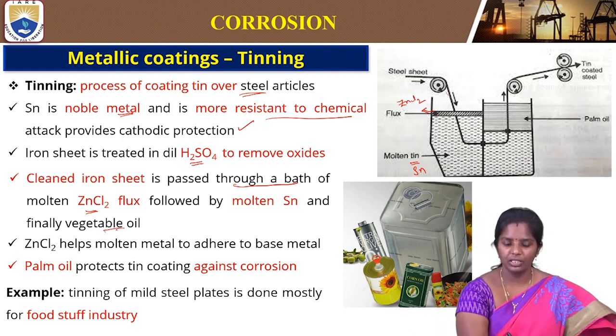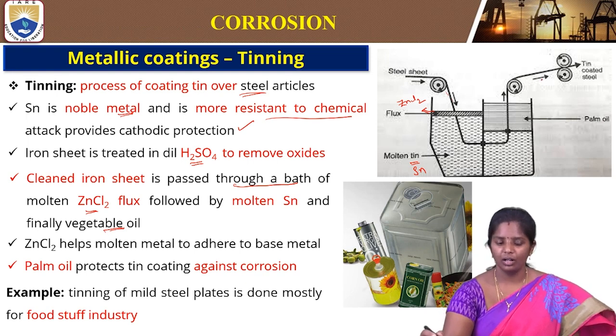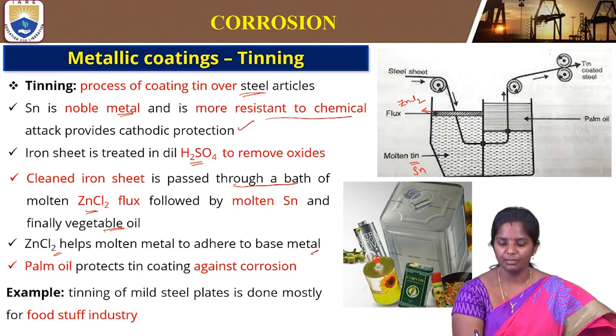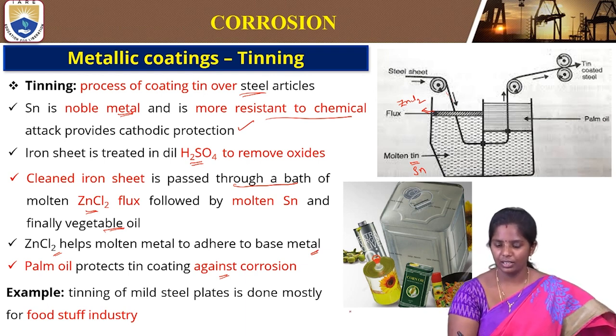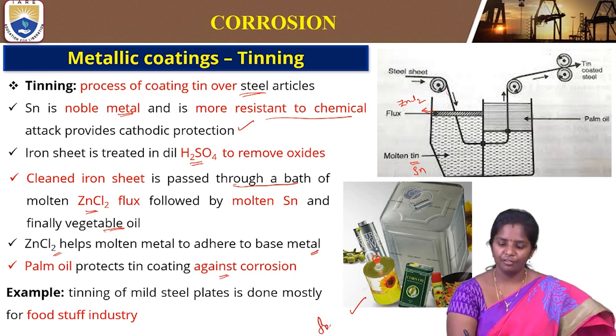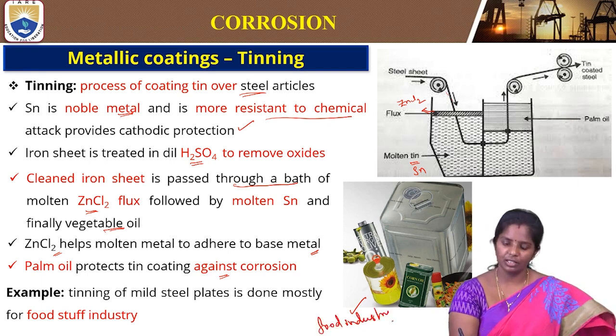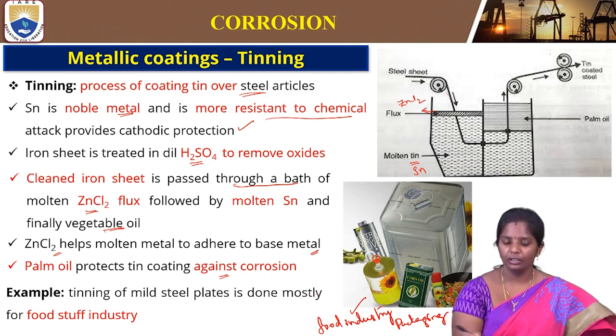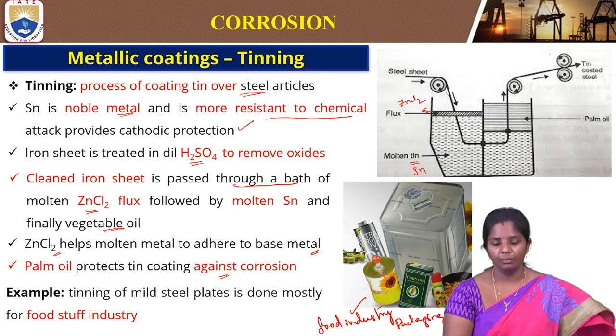Then it passes through the vegetable oil. All this process will take place and help in adhering the metal. So this zinc chloride helps the molten metal to adhere to the base metal, and then palm oil protects against corrosion. So this is how tin is coated onto the steel articles. For example, these are some of the applications used in the food industry, packing. So it is very important to take utmost care in coating the tin onto the metal, because it is used for eatables.